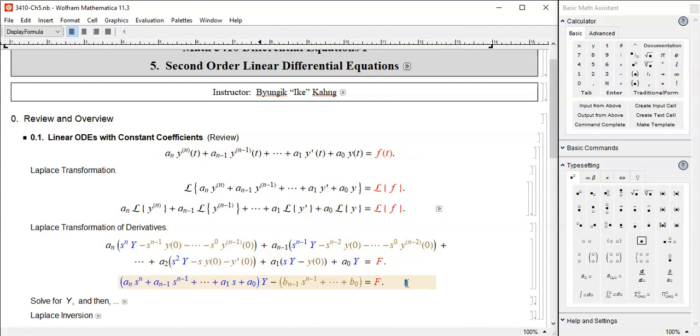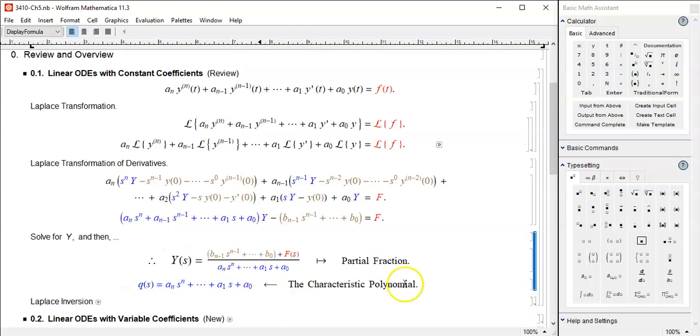By the way, how about the brown part? Well, all the y0, y prime of 0, all the way to the n minus first derivative of y at 0, all those are constants. So put all those together, add, subtract accordingly, then you're going to get a polynomial of s. That's going all the way up to n minus first degree. So we have n minus first degree polynomial of s.